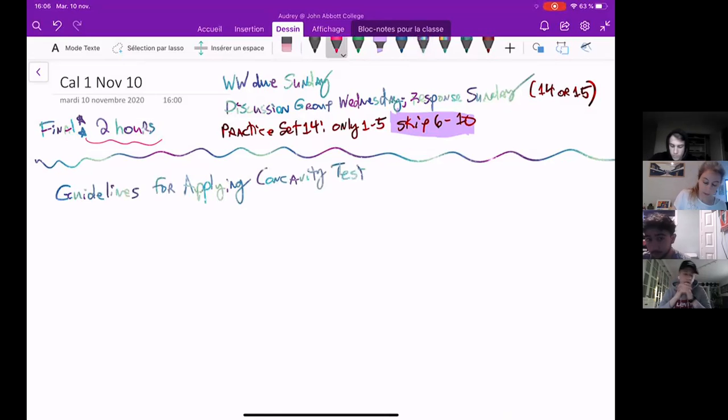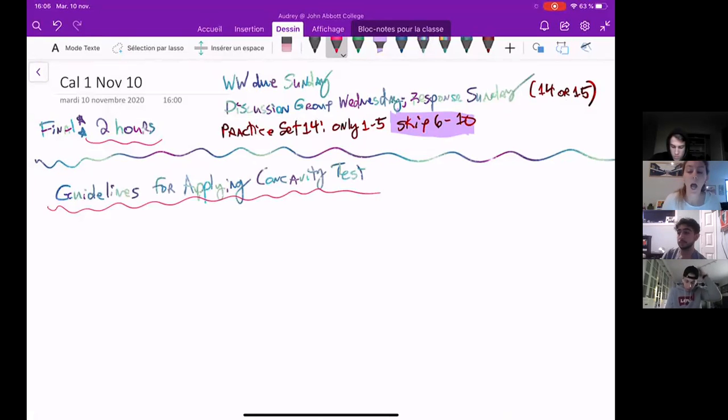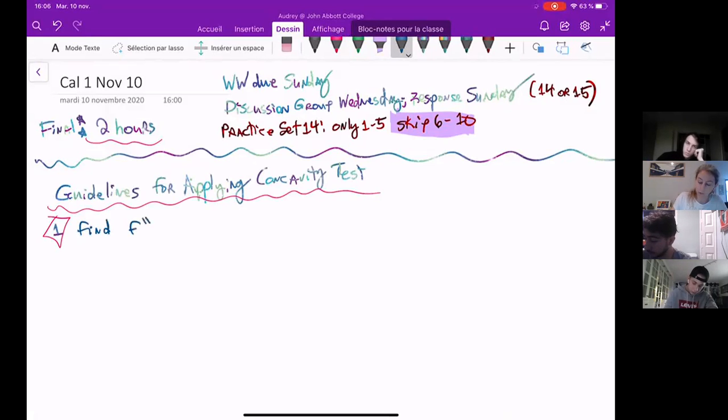And these guidelines are going to be really similar to the guidelines that we had for the test for increasing and decreasing. We're going to do everything exactly the same, except that we're using the second derivative instead of the first derivative, which means that our first step here is to find f double prime. And once we found f double prime, we want to simplify it.